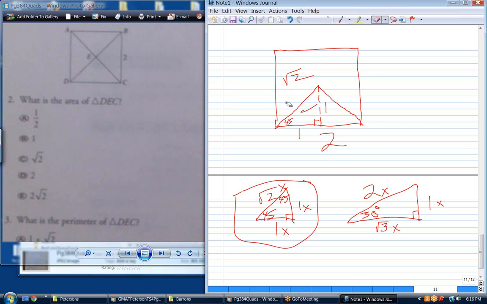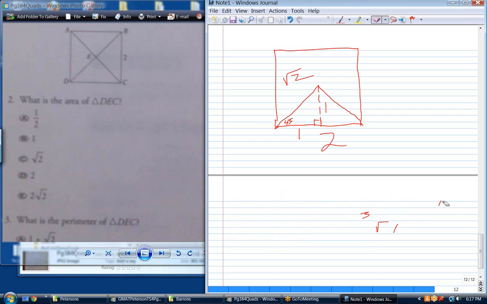Because it saves about 15 seconds, maybe 20 seconds. You can use the Pythagorean theorem to figure it out, but you might make a mistake doing that, or it just takes additional time. So, what is the perimeter? 2 square root 2. The perimeter is going to be this plus that, right?